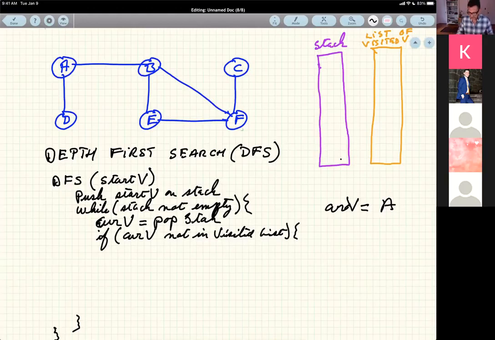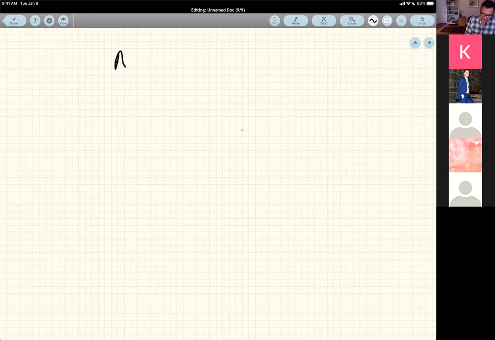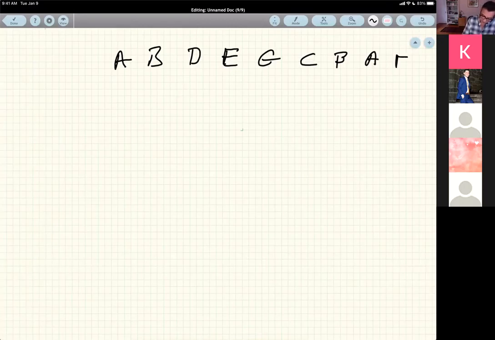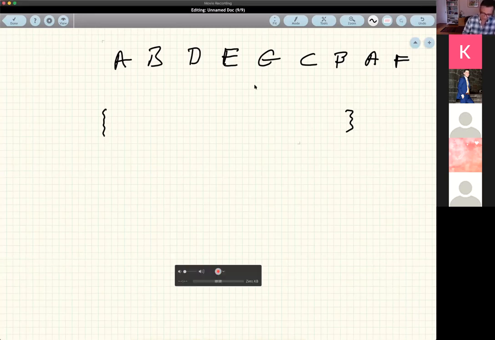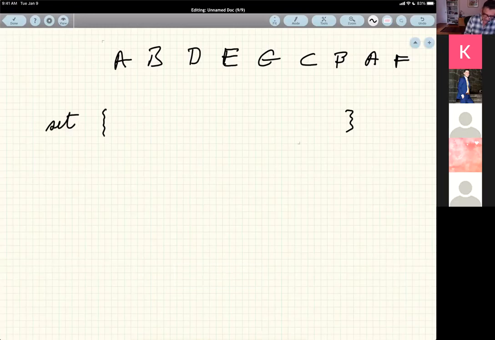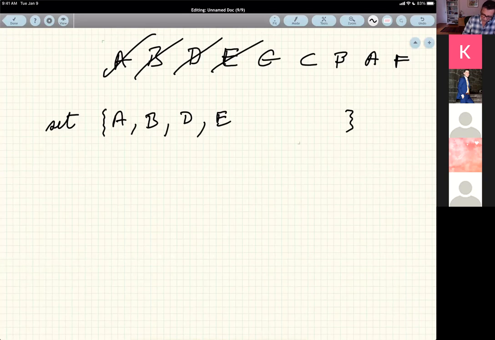If you're not familiar with the concept of a set, say I have the following letters and I want to put them into a set: A, B, D, E, G, C, B, A, F. What does the set contain at the very end? If I put all of those vertices in it, it has A, B, D, E, G, C.